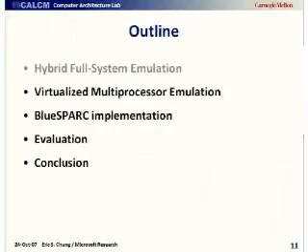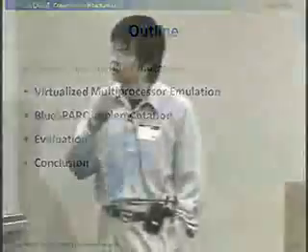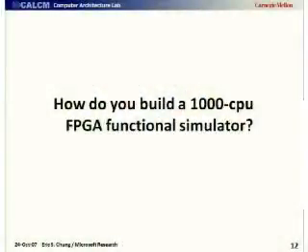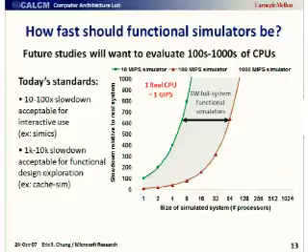So now that I've talked about hybrid full system emulation, I'll now discuss virtualized multiprocessor emulation. I want to start this portion of my talk by asking, how do you build a 1,000 CPU FPGA functional architectural simulator? The answer isn't obvious, but I'm going to answer this question by asking another question: how fast should functional simulators have to be?